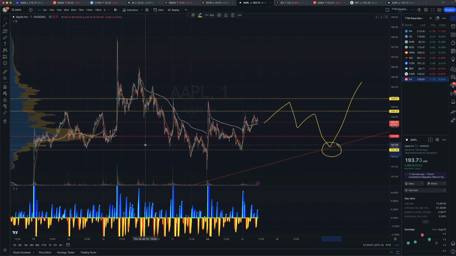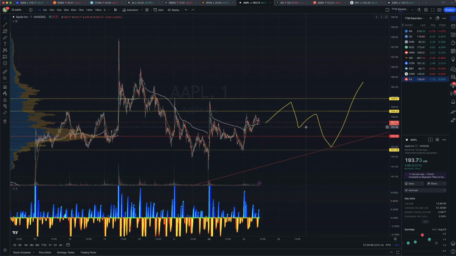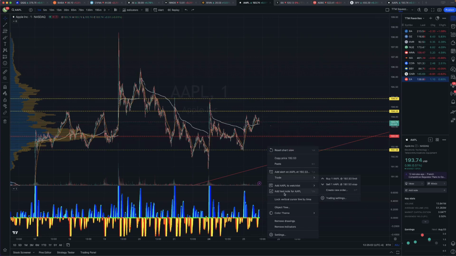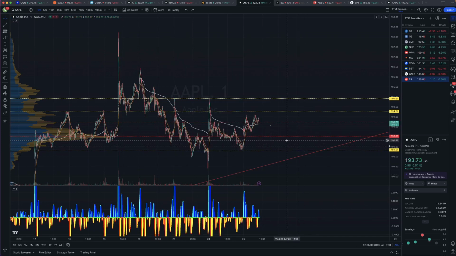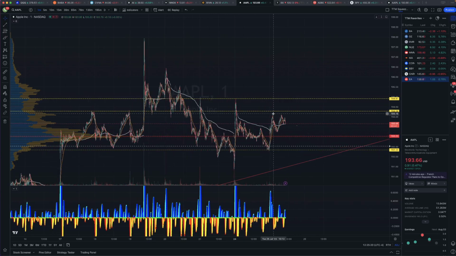So I'm going to put an alert. Sorry, let's get rid of that. I'm going to put an alert on Apple right at that 192.50 level. I just want to know when it gets there. It doesn't mean I'm going to buy. I could also see a pickup off of 193 point of control. But where it's sitting right now, nothing to do.